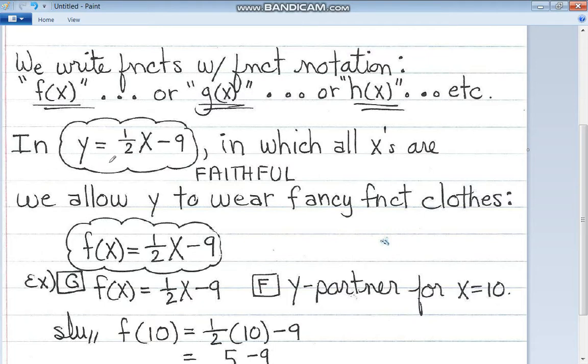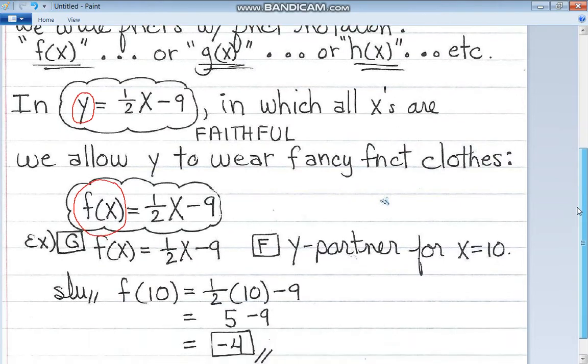In this equation, y equals 1/2 times x minus 9, in which all the x's are faithful. We allow y, that's this guy right here, to wear his fancy function clothes. So in place of y, we write f of x, or h of x, or g of x, just indicating that this is y. F of x is the same as y, except it's just letting us know that all the x's in the ordered pair, represented by this equation, have faithful x's.